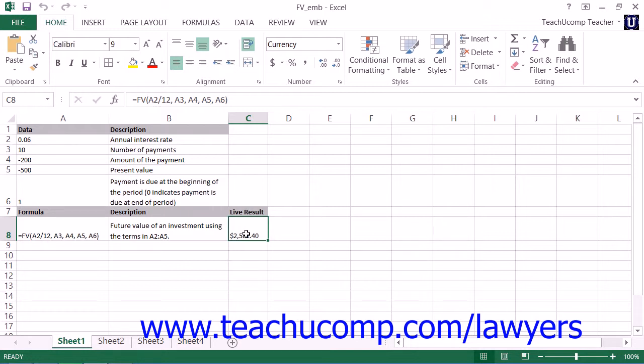Next would be the number of periods, which is also a required argument. And this is the total number of periods. For example, if you placed $100 into an account each month for a year, the number of periods argument would be 12.